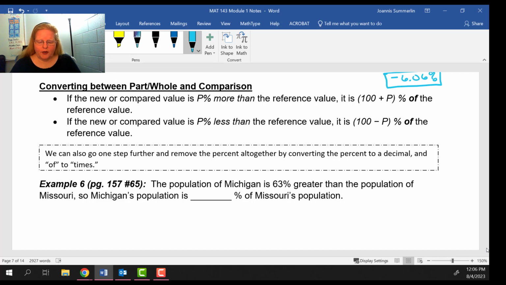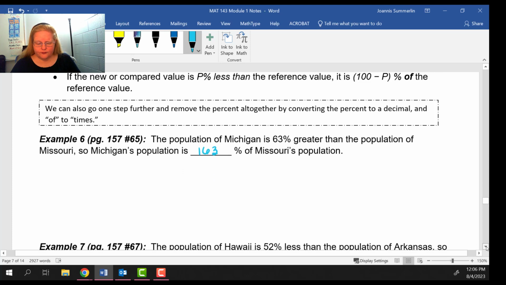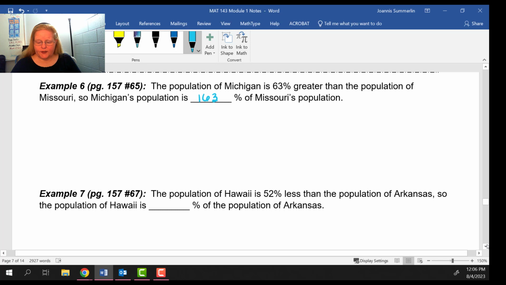So when we look at the population of Michigan is 63% greater than the population of Missouri, so Michigan's population is 163% of Missouri's population. The population of Hawaii is 52% less than the population of Arkansas, so the population of Hawaii is 100 minus the 52. This one was 100 plus the 63. 100 minus the 52 is 48%.